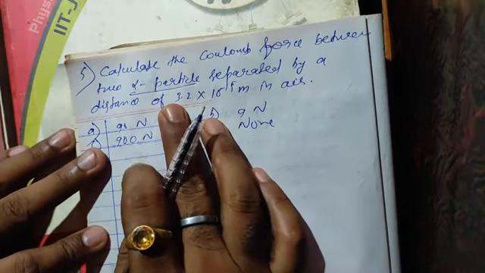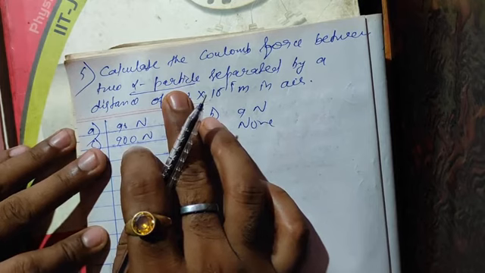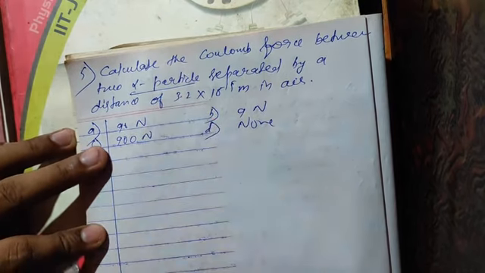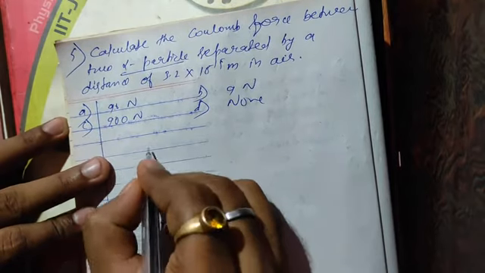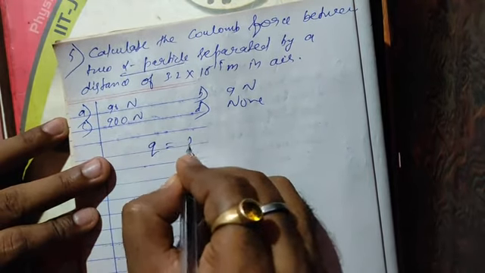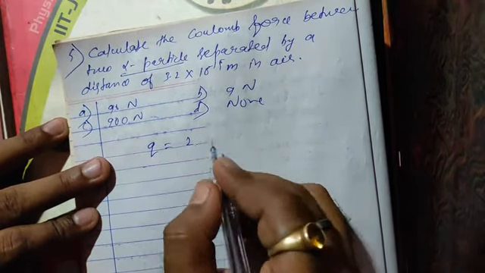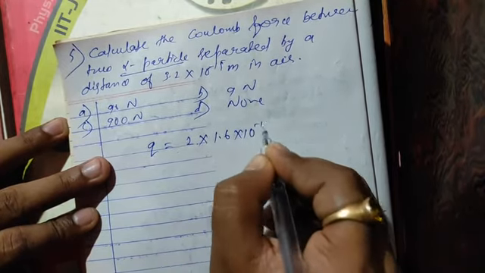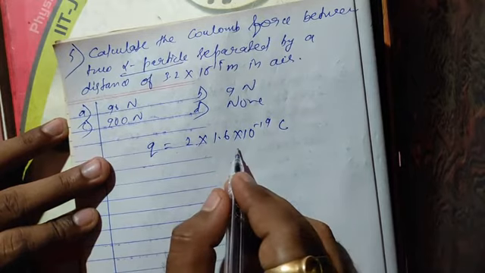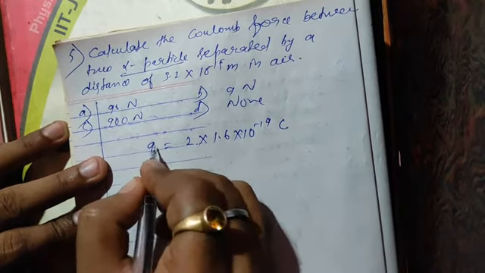An alpha particle is nothing but a helium nucleus. We know helium has 2 protons. It means the charge is 2 times the charge of 1 electron, and 1 electron has a charge of 1.6 × 10^-19 coulomb. So this is the charge.